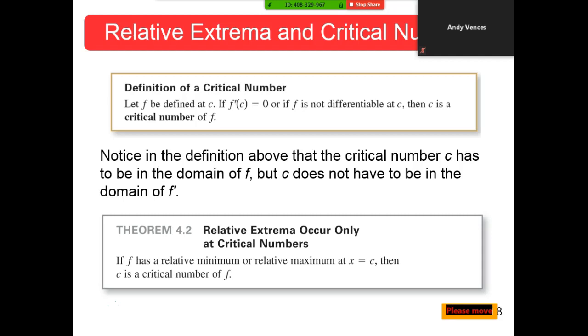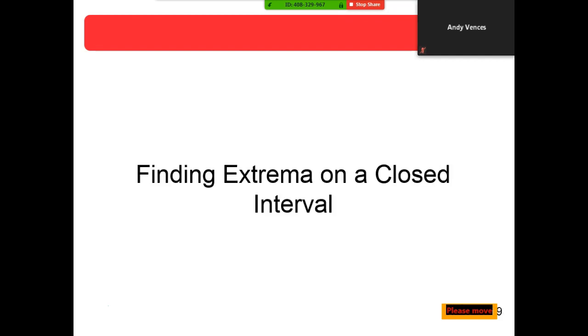If f has a relative minimum or a relative maximum at x equals c, then c is a critical number of f. Now, what I keep hinting at, and I'm going to say outright now, the reverse is not true. Just because it's a critical number doesn't guarantee it's a relative minimum or maximum. Sure is one to investigate, but it doesn't guarantee. Okay? So let's move on.